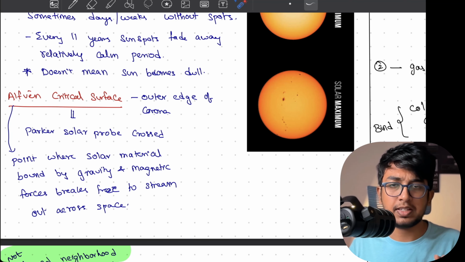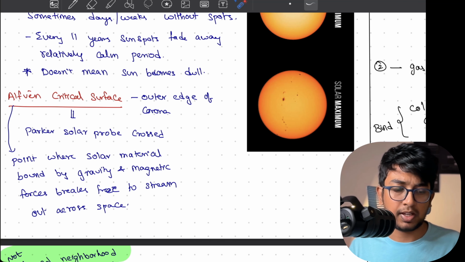So the Alfvén Critical Surface is the outer edge of the corona. You can read the remaining part from here by taking a screenshot.